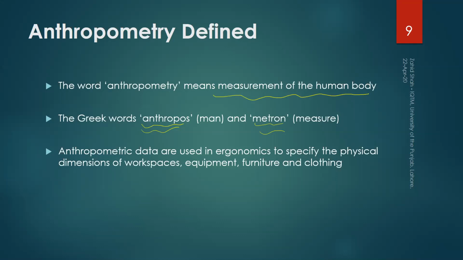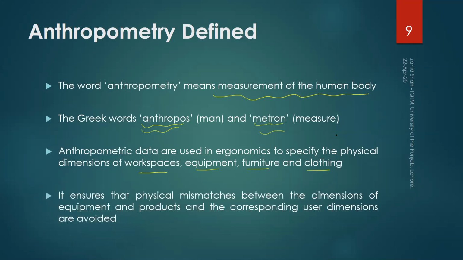Anthropometric data are used in ergonomics to specify the physical dimensions of the work spaces, equipment, furniture, clothing, etc. So that is why we are discussing it under physical ergonomics. It ensures that physical mismatches between the dimensions of the equipment and products and the corresponding user dimensions are avoided. So the ultimate goal is to avoid mismatch between dimensions of the equipment, products and the corresponding user dimensions.